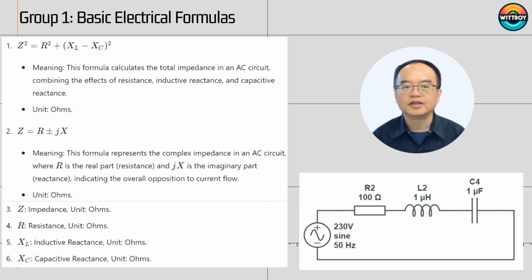XC, capacitive reactance, the opposition to the change in voltage by a capacitor. The unit for capacitive reactance is ohms. jX, reactance, the imaginary part of impedance representing either inductive or capacitive reactance. In conclusion, these formulas help in understanding the total impedance in an AC circuit. If the circuit includes an inductor, capacitor, and resistor in series, these formulas can be directly applied. For parallel LCR circuits, the calculations are more complicated, so we typically focus on series circuits for the exam.